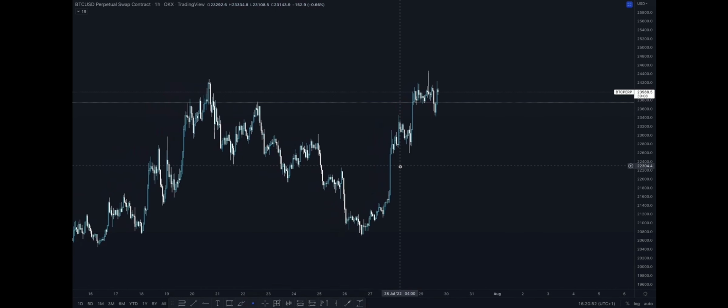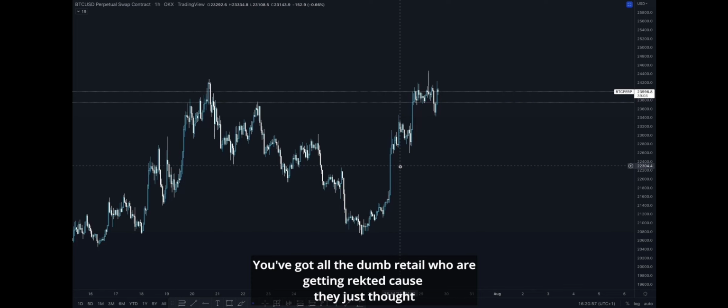And what does that do? That puts you in the minority, not the majority. You've got all the dumb retail who are getting wrecked because they just thought that lines on a chart could mean where price is going. And you make bank. Next, falling wedge. And the other side, same again. Bullish rectangle. All right, so a bullish rectangle is essentially a bull flag. The rectangle can go two ways.